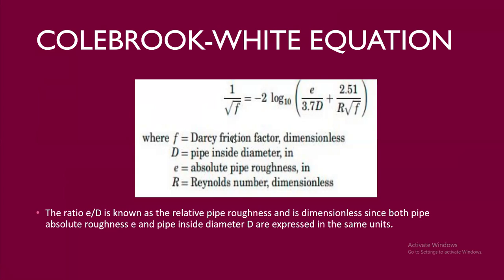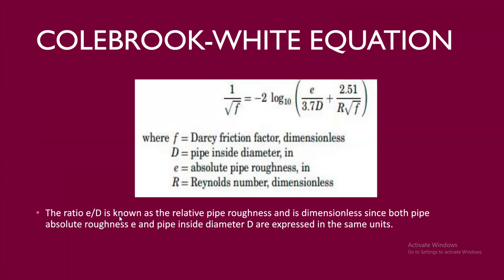So your F is the Darcy friction factor, which we'll use in Darcy's equation, same as we used in the last presentation, and it is dimensionless. Then D is the pipe inside diameter. You should take note that usually they give you the outer diameter, so you need to derive the inner diameter from the thickness of the pipe. Then E is your absolute pipe roughness, which you usually get from tables. Then R is your Reynolds number, which is also dimensionless.